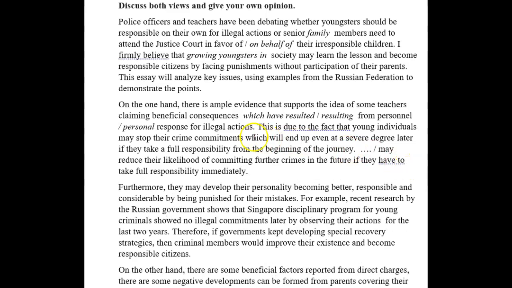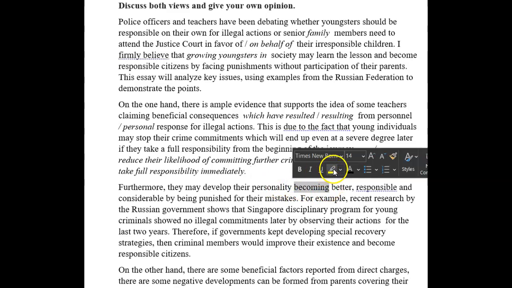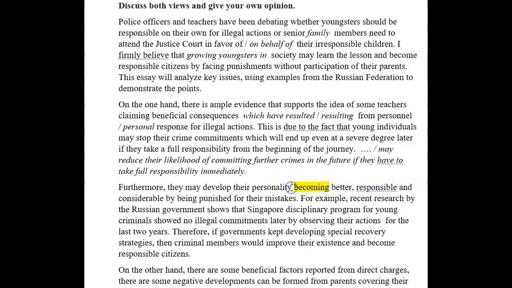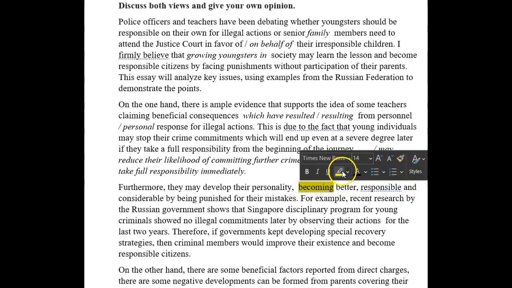Okay, so just compare the two. They reduce their likelihood of committing further crimes in the future if they have to take full responsibility immediately. So it's hopefully the same, but slightly clearer maybe. Furthermore, they may develop their personality better. You don't need that. You do, put the comma here. That comma is really important. So you're okay.